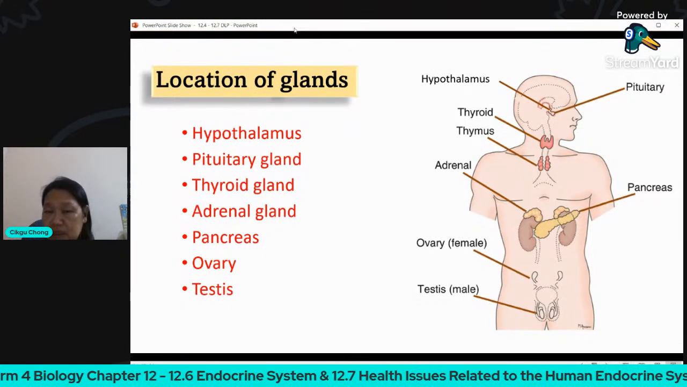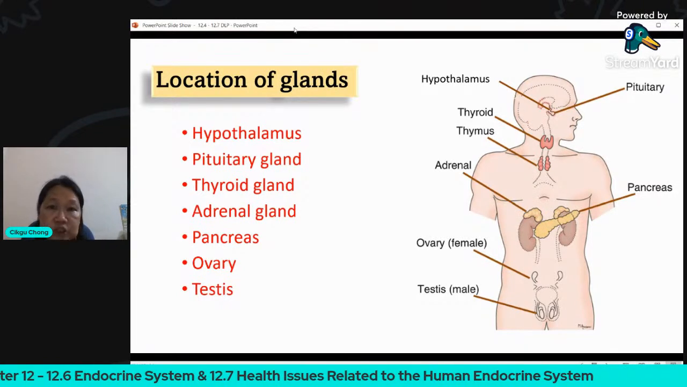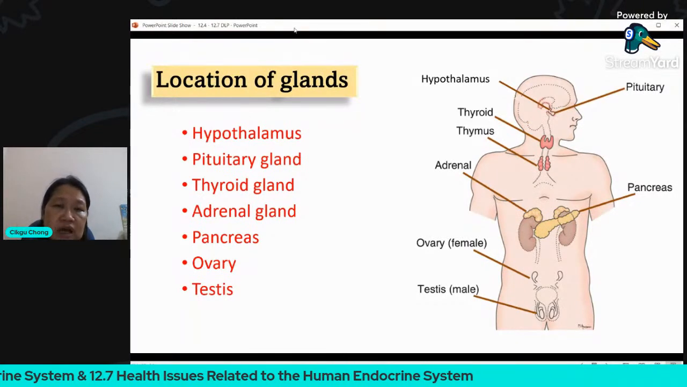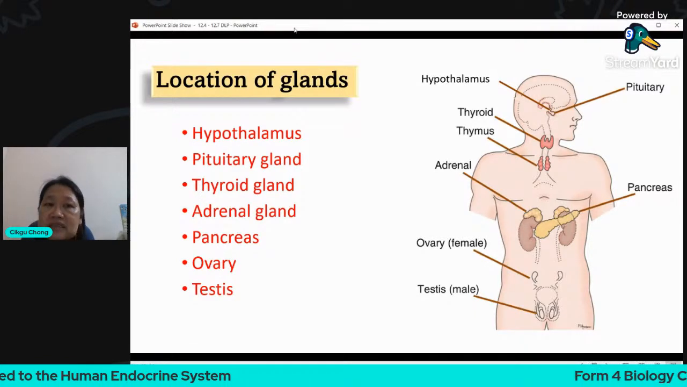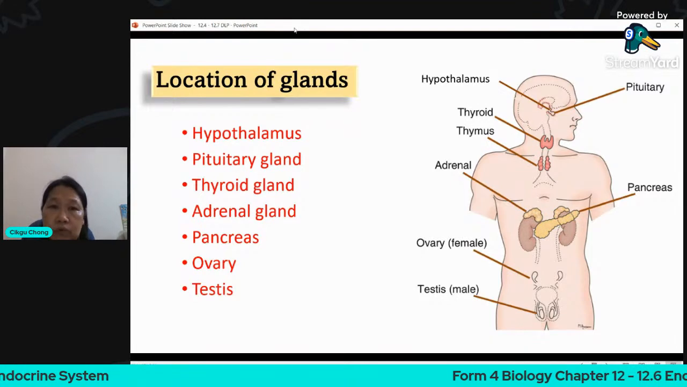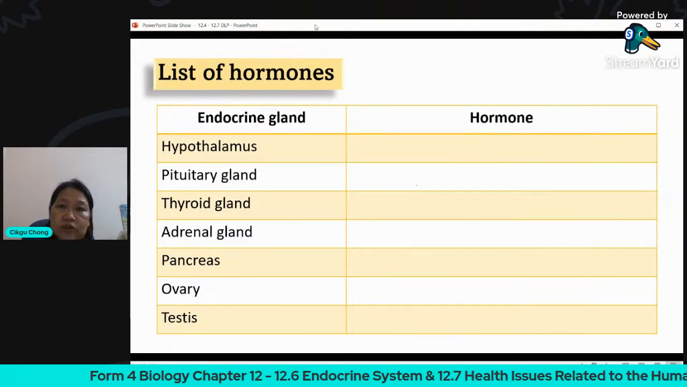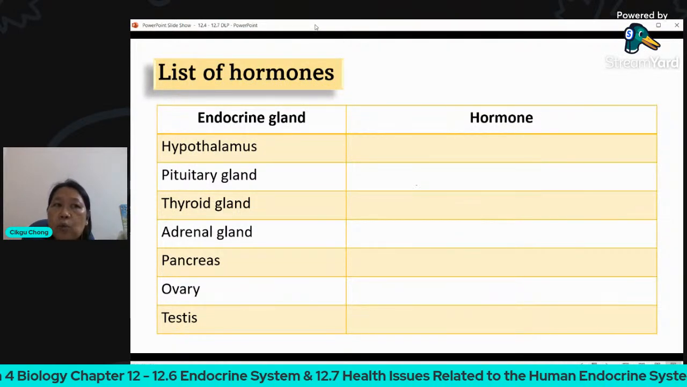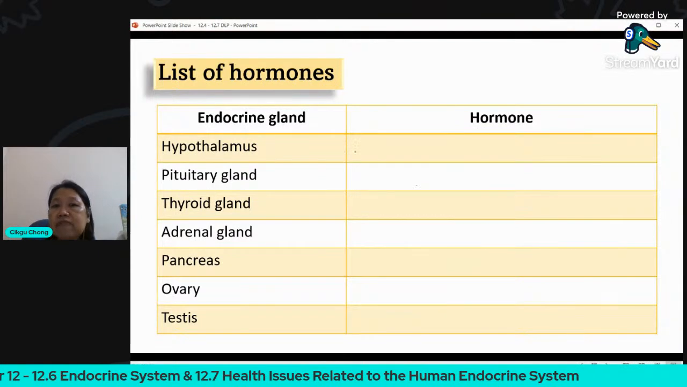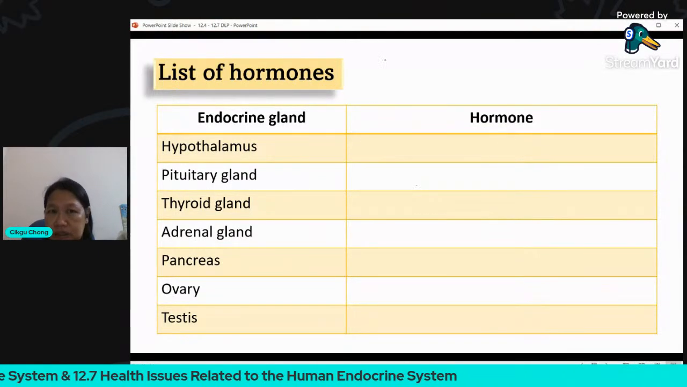You remember the names, and next, let's look at the function of each type of hormone. So not only one hormone comes from one gland. Sometimes one gland can give you more than one hormone, a few hormones. Now let's look at the names of hormones. You're going to see from here that one gland may have more than one hormone secreted.